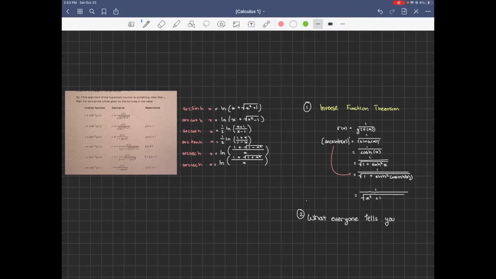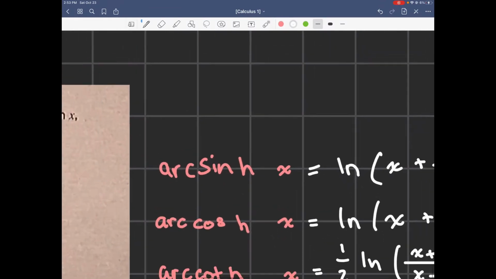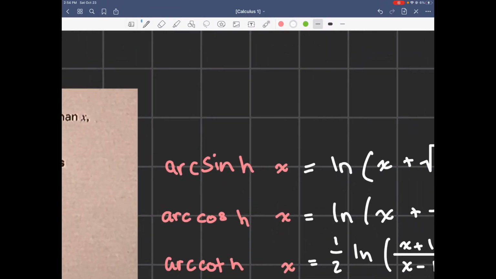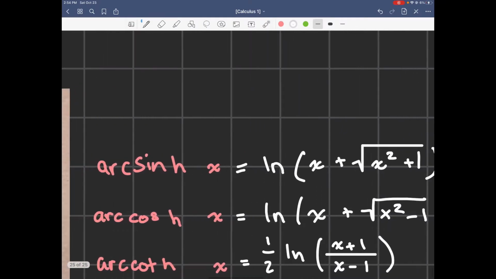Hello, this is Aryan, and today we're going to be learning about taking the derivative of the inverse hyperbolic sine function. So, the inverse hyperbolic sine function is, in short terms, arc sine hx.